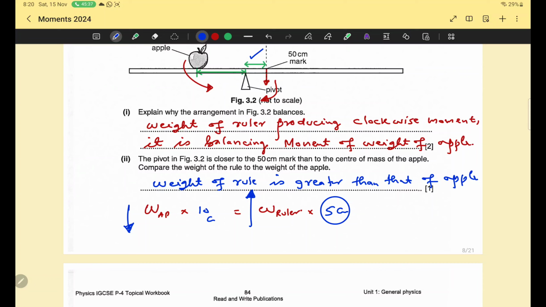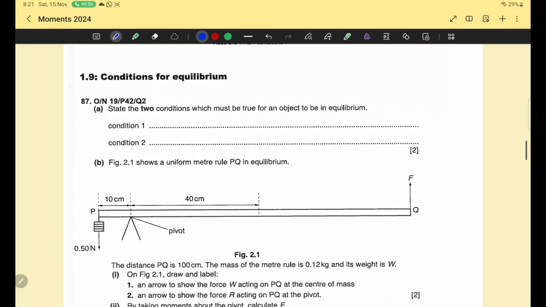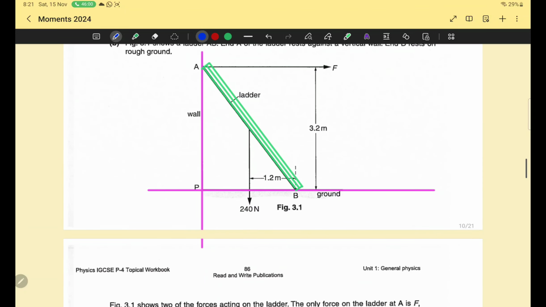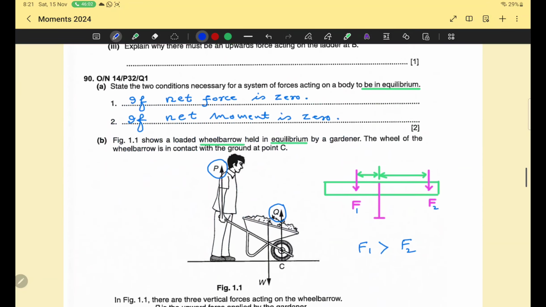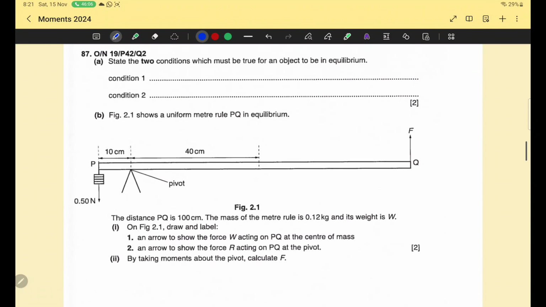Okay, so if the distances are different, then obviously forces are different. Small distance, greater weight. Greater distance, smaller weight. So the weight of apple must be less than the weight of the ruler. So this is the last question. No, no, sir, we have more questions. Okay, we have more questions. So we are solving more questions.